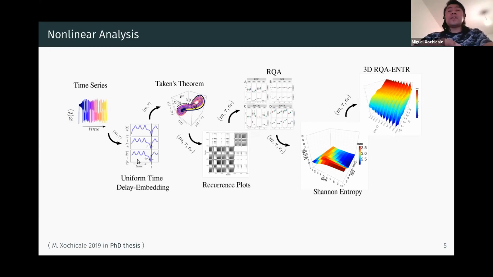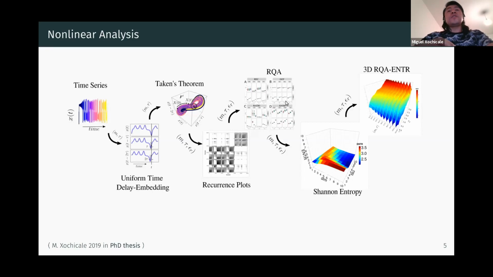Towards my journey in my PhD, I found this method called uniform time delay embedding, which is based on Takens' theorem. Basically, it proposes to use two values, m and tau, to reconstruct an unknown dynamical system. Based on this, you can also represent the dynamical system using recurrence plots, and there is quite a lot of nice work on recurrence plots. But when you find these patterns, you need to quantify them, and the way to quantify them is using something called recurrence quantification analysis.